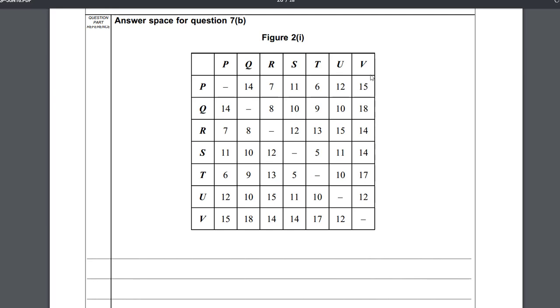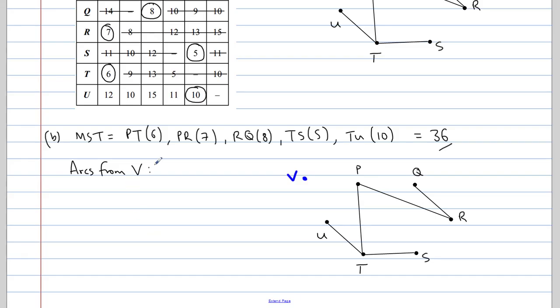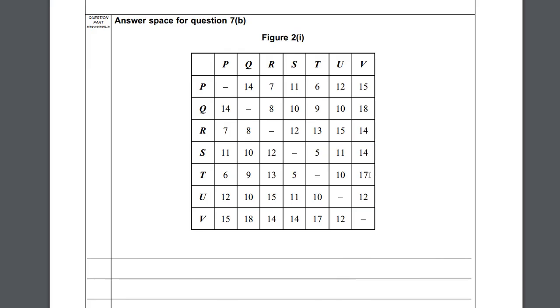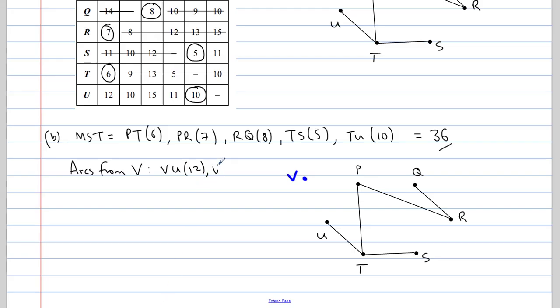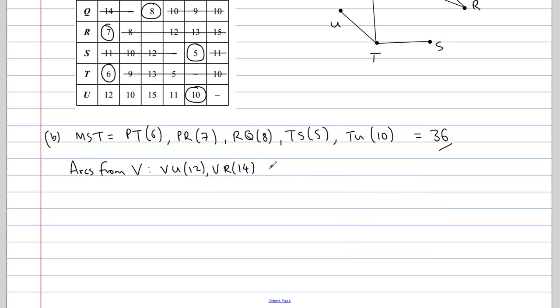But looking at the table, the shortest 2 arcs from V are VU, which is 12, and either VR or VS, which are both 14. So I'll use VR. And the total there will give me 26. So that means that the lower bound is going to be 36 plus 26, which will give me 62.